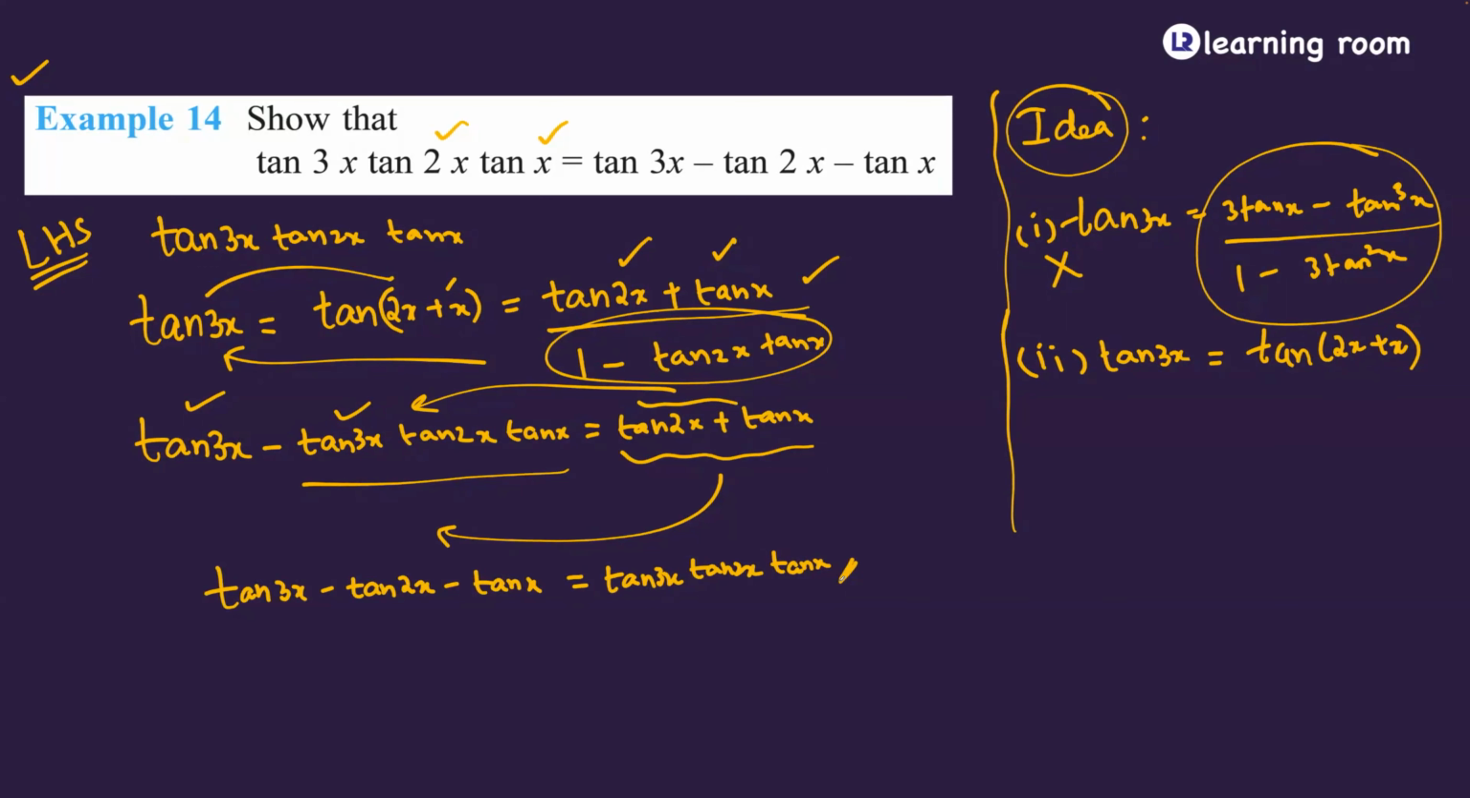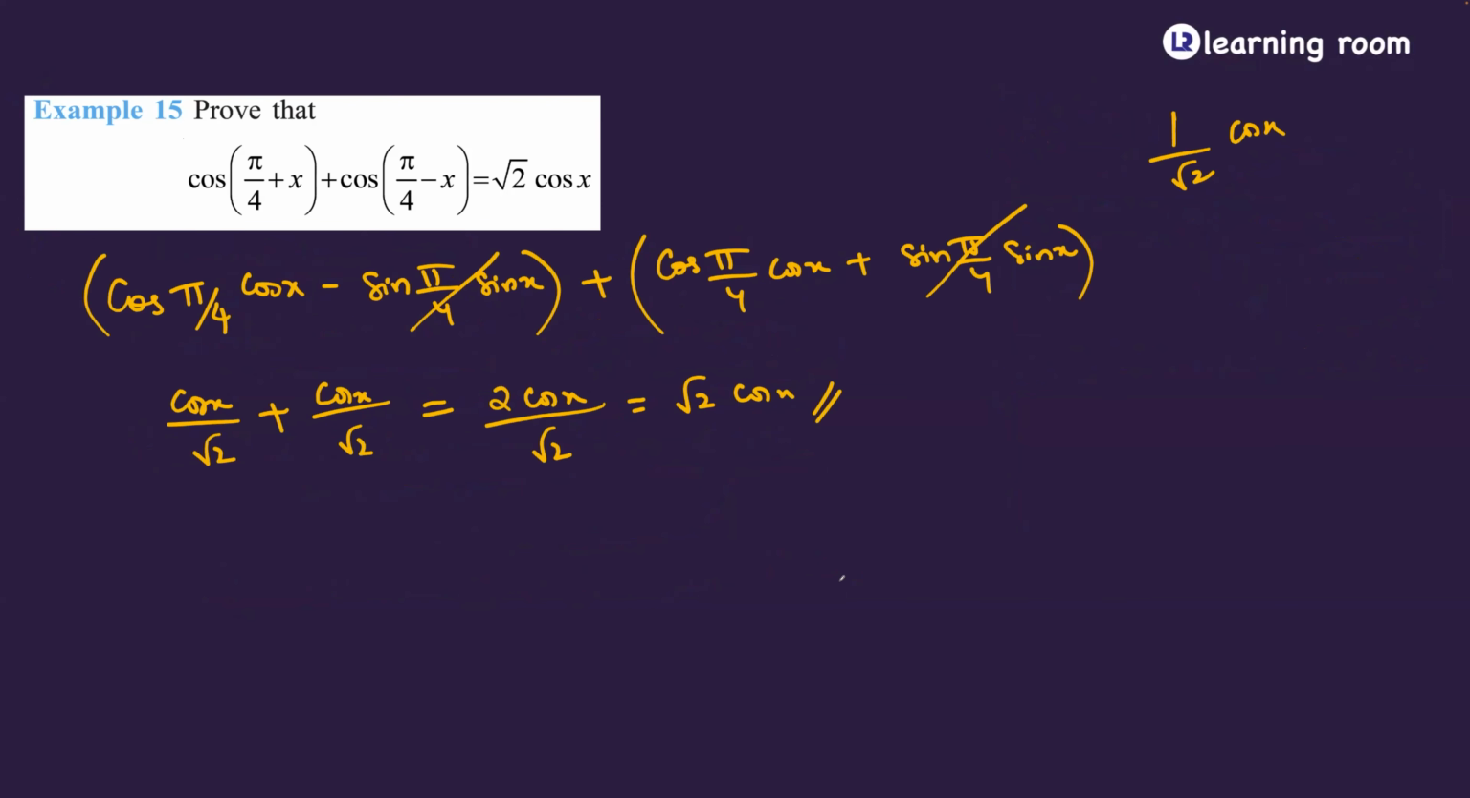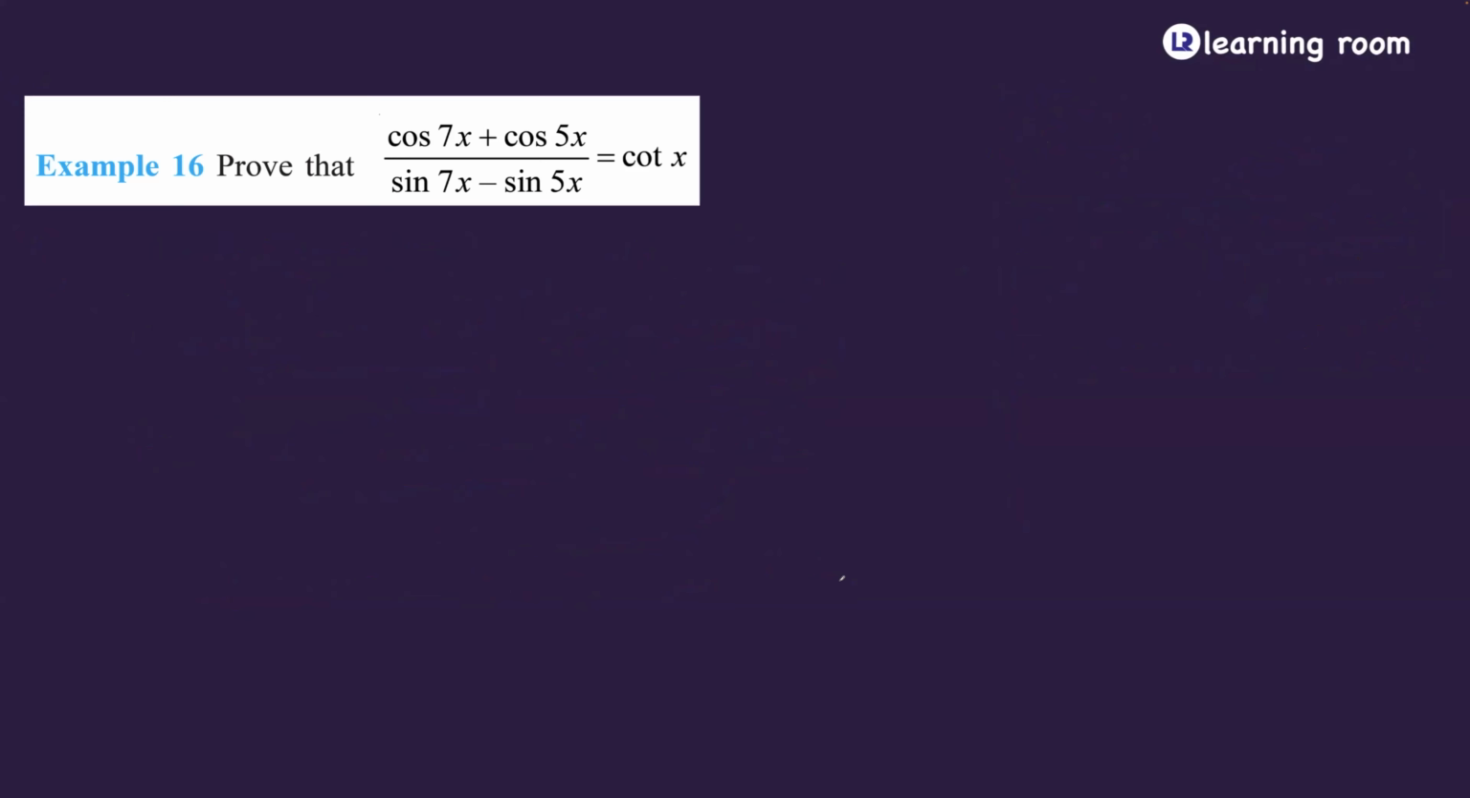Clear with this? So I think we have solved this problem. Now the 16th one is: prove that cos 7x plus cos 5x divided by sin 7x minus sin 5x is equal to cot x.